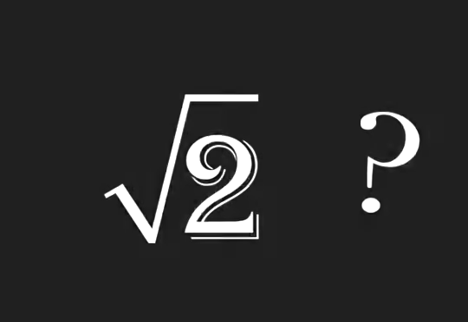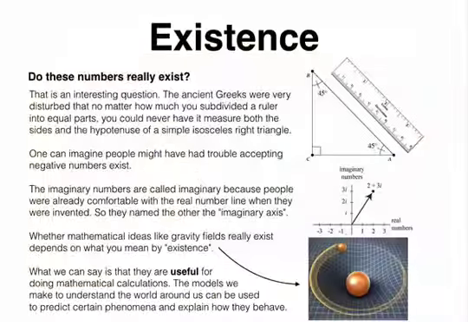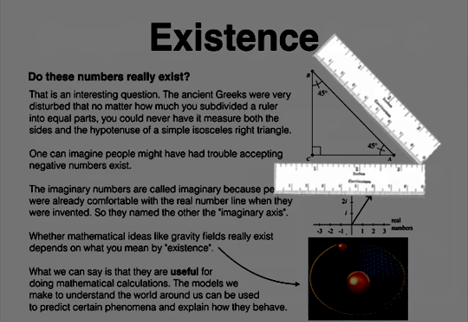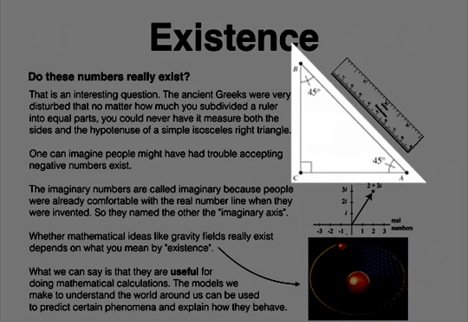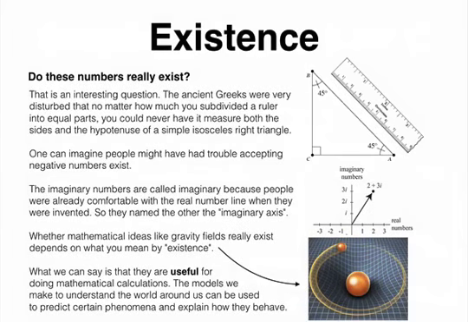The same thing, ancient Greeks were so disturbed, like I told you, that no matter how much you subdivided a ruler into equal parts, you can't have that same ruler measure both the hypotenuse and the side of this triangle. This triangle is just a simple isosceles right triangle. Same 2 sides are equal, but you can't have that ruler measure both of these, the side and the hypotenuse. But over time, people were able to use these numbers, square root of 2 and pi, in very useful ways.